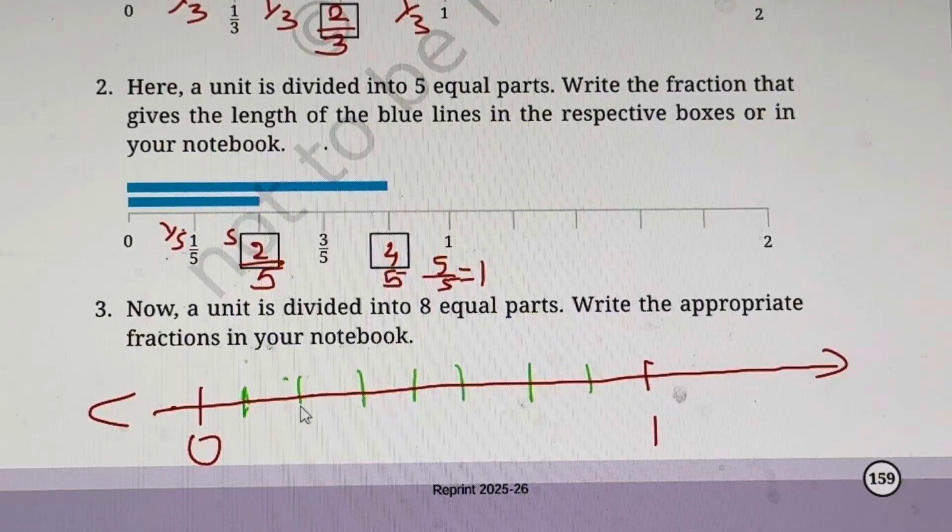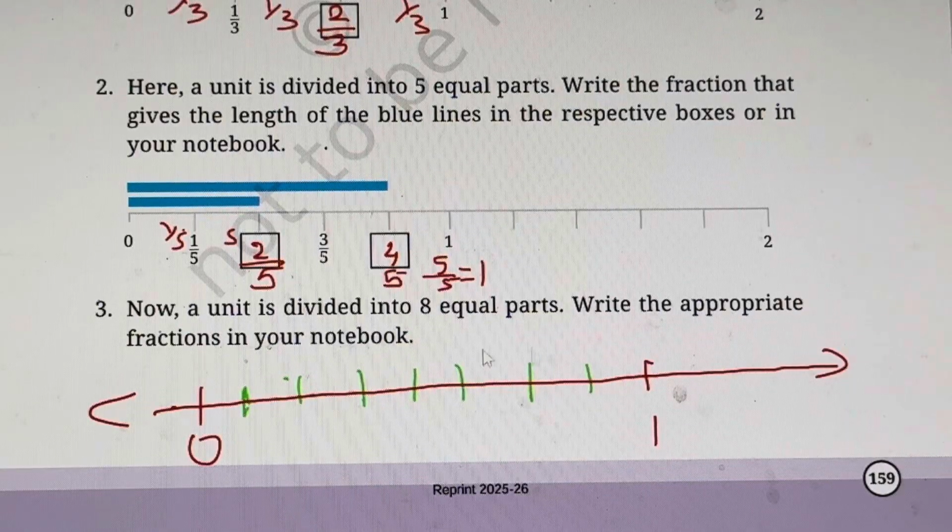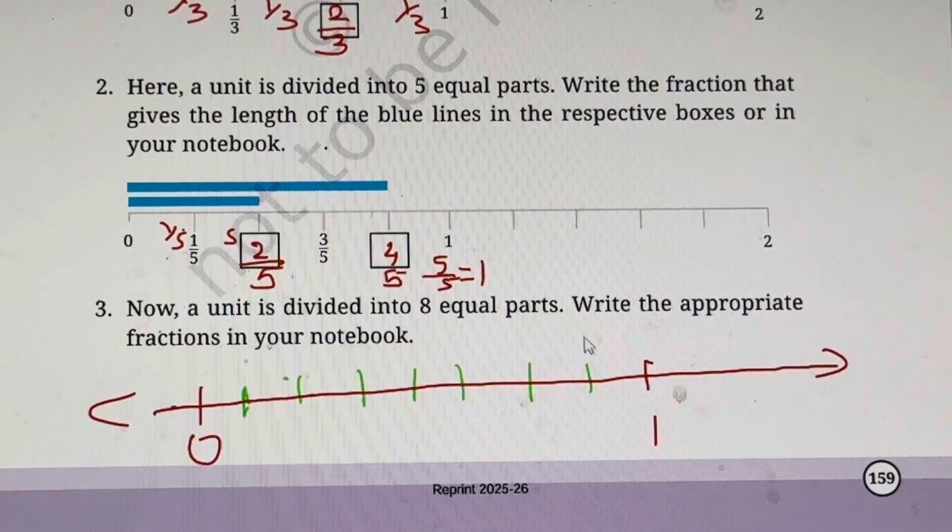Right, so it is divided into 8 parts. Now, when you draw 7 lines, 1, 2, 3, 4, 5, 6, 7 lines, you will automatically get 8 parts. How? 1, 2, 3, 4, 5, 6, 7. Because the 8th part is 8 upon 8, which is 1.